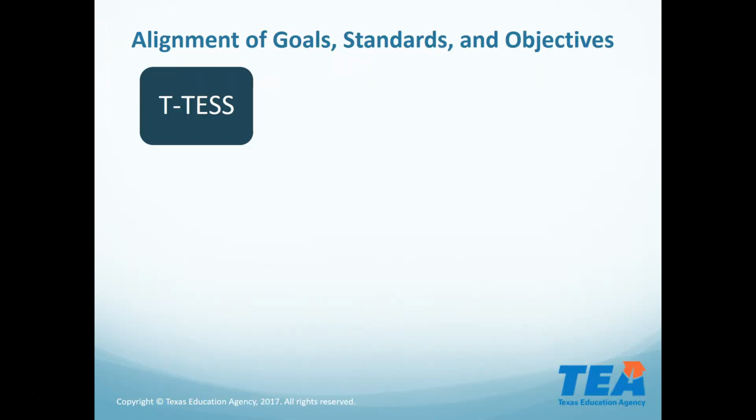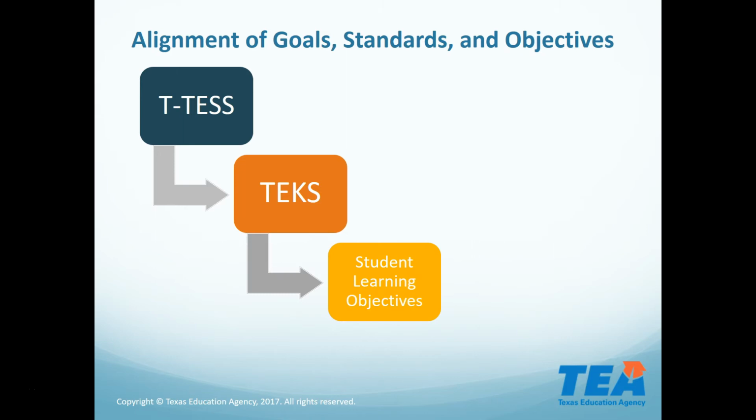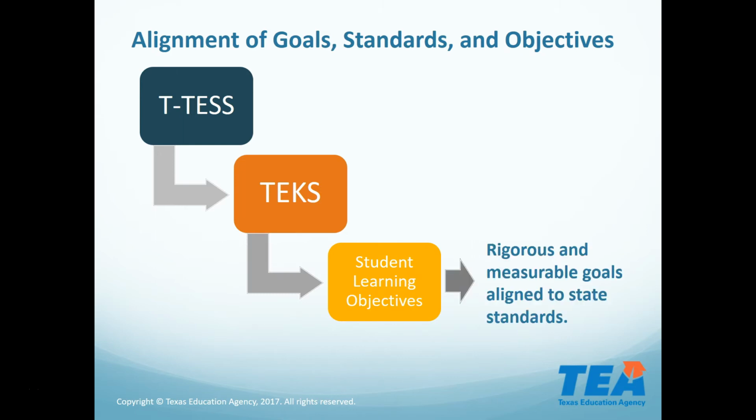So, we begin with the goals for student-centered instructional planning practices defined by the TEKS, which drives us to the state standards, or Texas Essential Knowledge and Skills, also known as the TEKS, for each CTE course. The TEKS define what students should know and be able to do. Next, we will walk you through the process of unpacking TEKS to develop goal-oriented and measurable student learning objectives. This process leads to rigorous and measurable goals that are aligned to state content standards.